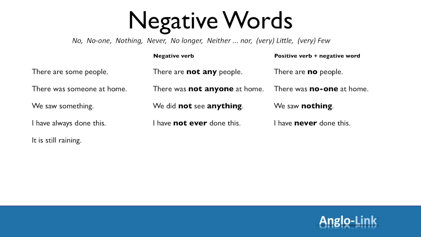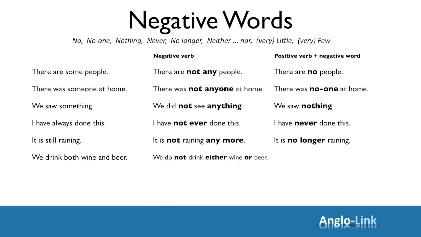It is still raining. It's not raining anymore. And we can now replace not anymore with the negative expression no longer. It is no longer raining. We drink both wine and beer. Negative sentence. We don't drink either wine or beer. Now we can replace not either or with neither nor. We drink neither wine nor beer.